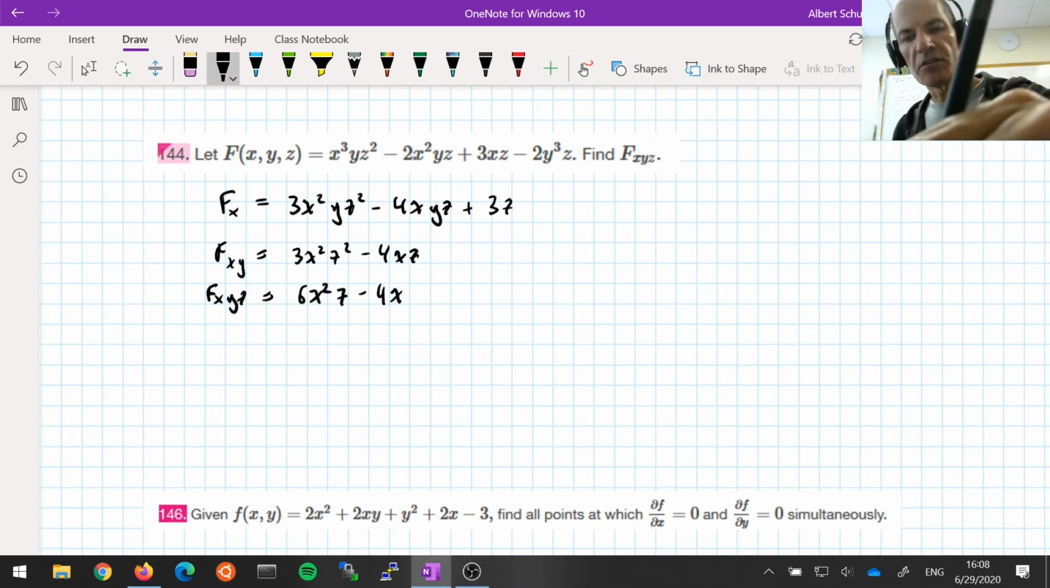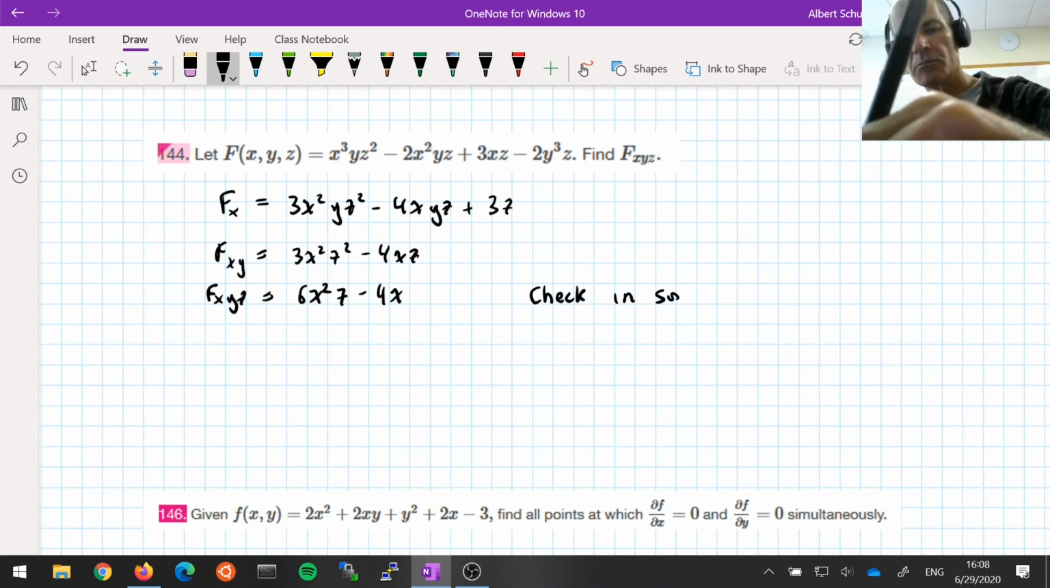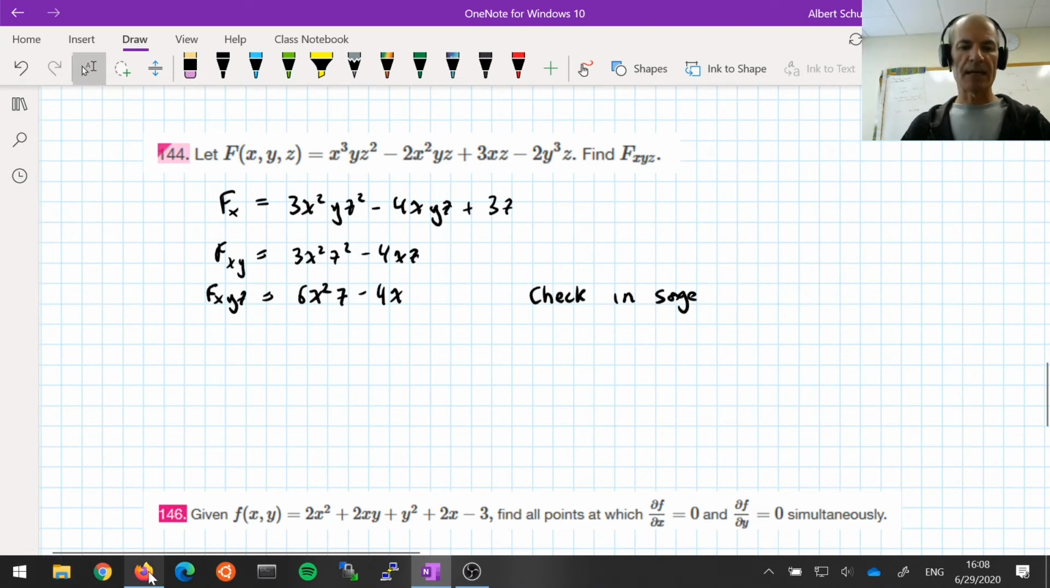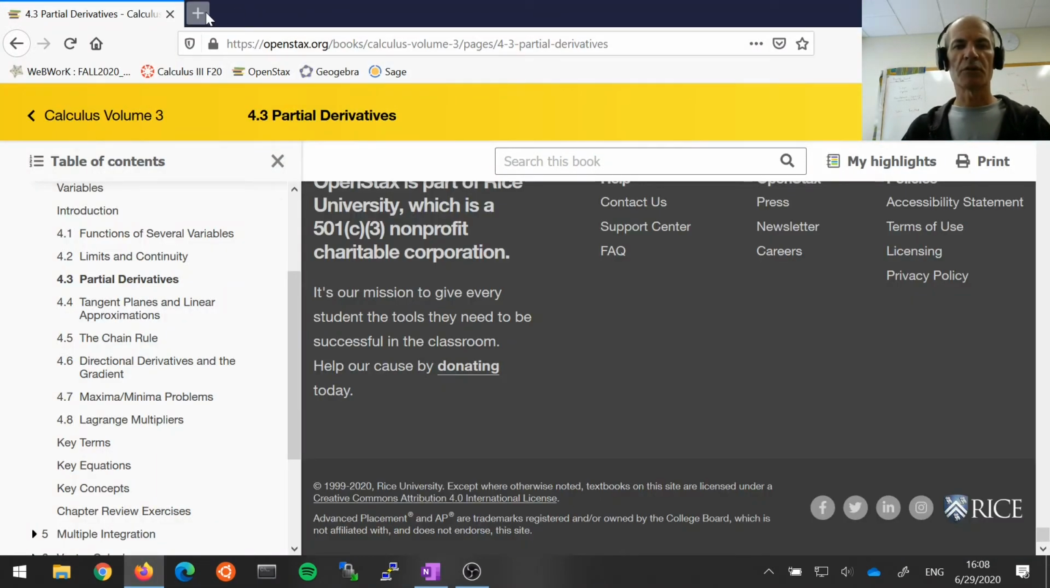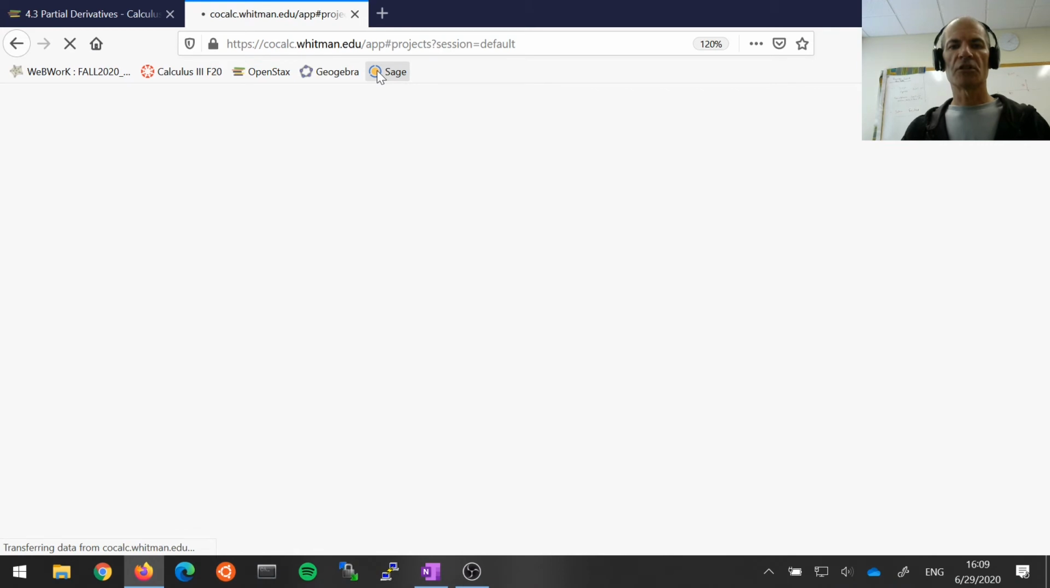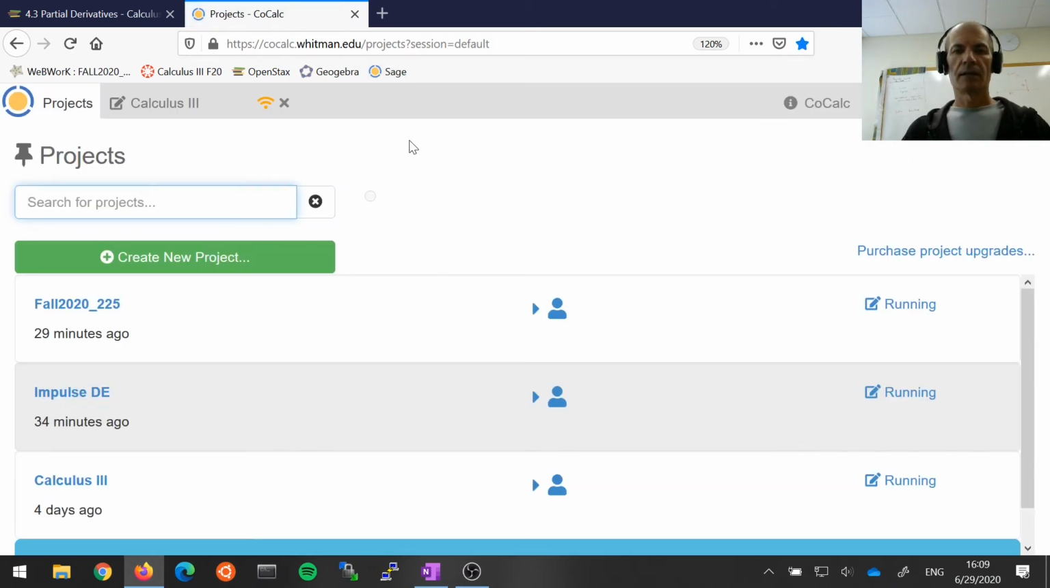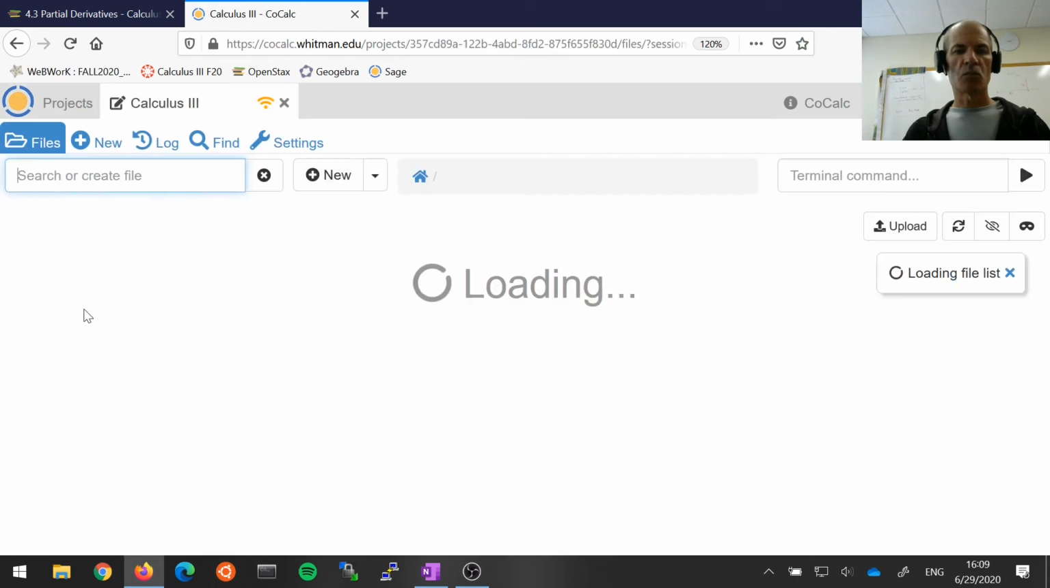We can check this in Sage, and I'm doing this mostly so that you can see a way of doing complicated partial derivatives using Sage. Sage is more than capable of doing these kinds of partial derivative calculations. So let's jump over to Sage and create a Sage worksheet for this.